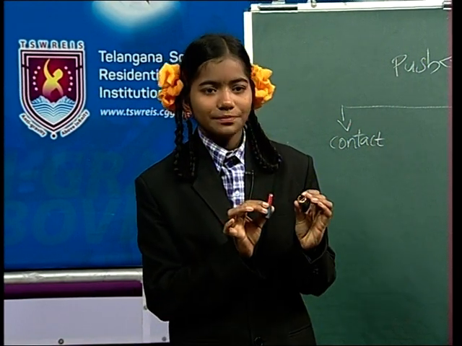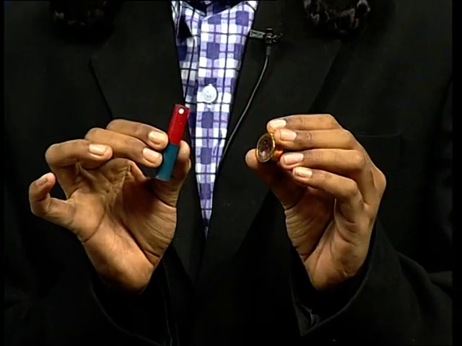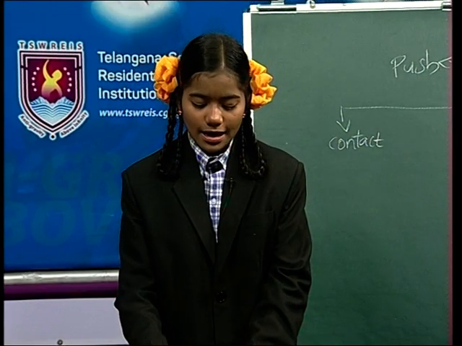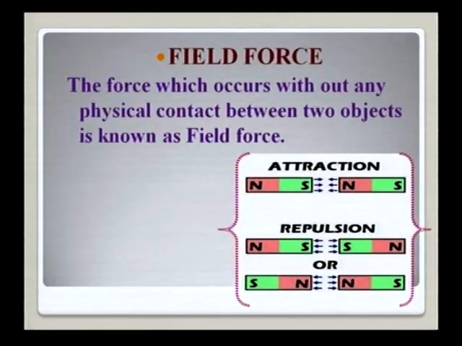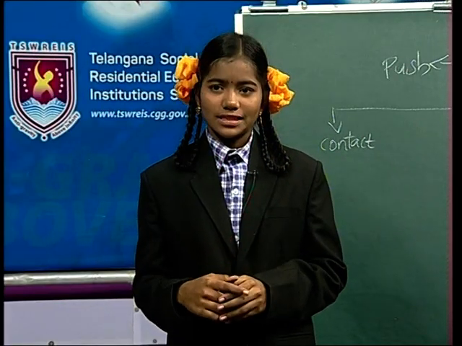Friends, observe once again. Let us see. The force which occurs without any physical contact between two objects is known as field force. Field force is nothing but force at a distance. Here, the like poles are repelled and unlike poles are attracted. The attraction or repulsion between two magnets is an example of field force.